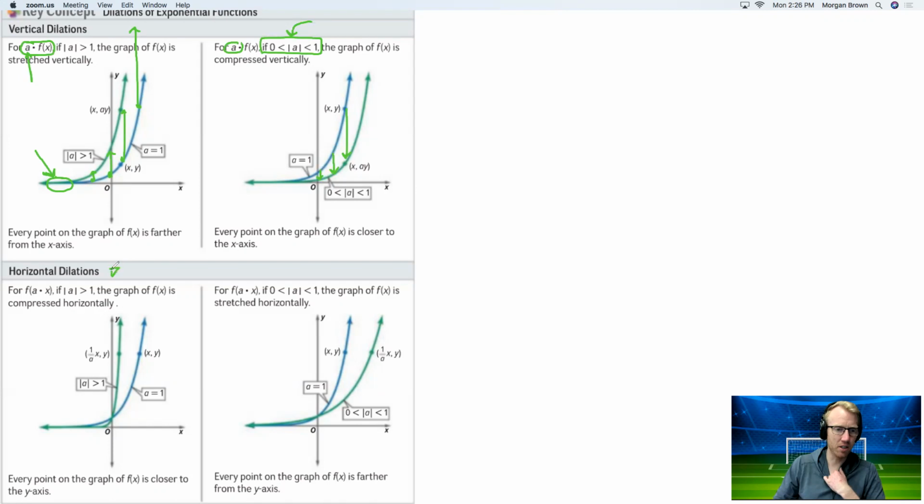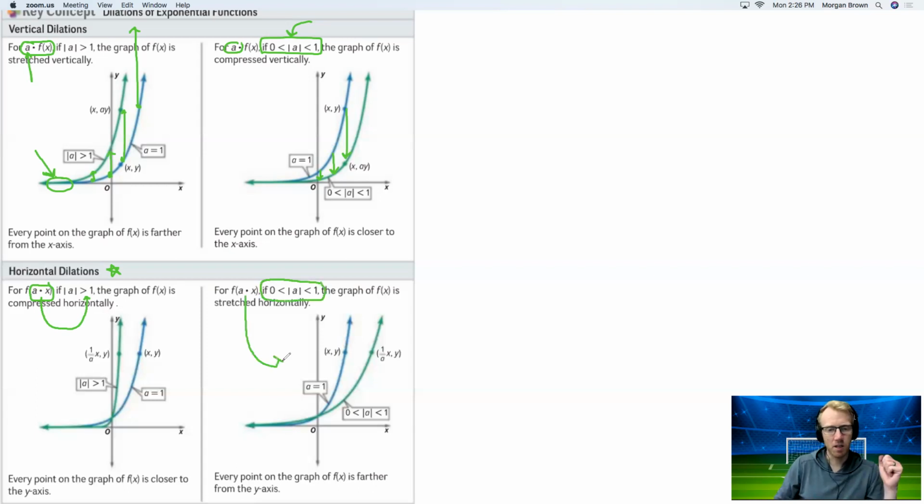Okay, horizontal dilations are when you compress or expand side to side instead of up and down. These we're not going to spend as much time focusing on, but you'll notice that again, instead of multiplying the output or y coordinate, you're now multiplying the input or x coordinate. And just like with the left and right kind of being opposite of what it looks like, if the a value is bigger than 1, you're actually going to compress or shrink the graph inward. And if the a value is smaller than 1, or between 0 and 1, then you're going to stretch the graph out.